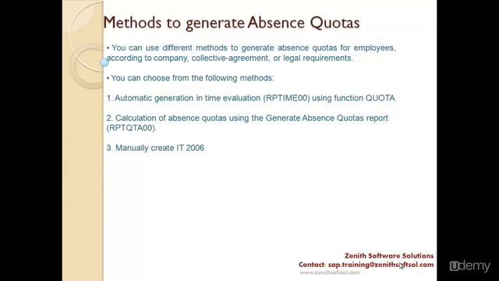The second one is calculation of absence quotas using a report called RPTQTA00. This report can also be used to generate the absence quotas. The third option is that you can manually go and directly create the absence quotas in infotype 2006. Before you create, there are some configuration settings you have to make, some minor configuration to allow the system to create infotype 2006 manually.